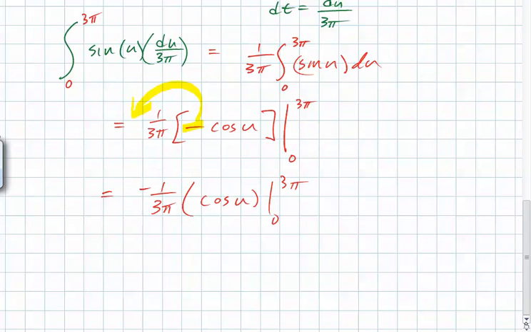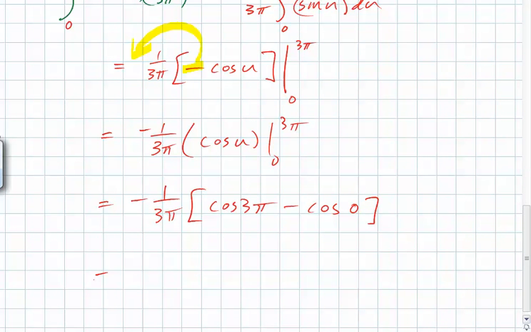Cosine of 3 pi minus what? Cosine of 0. What is cosine of 3 pi? 1, 2, 3. Is what? You sure? Negative 1. And what's cosine of 0? 1. So what does this equal? 2 over 3 pi. There's your answer right there.